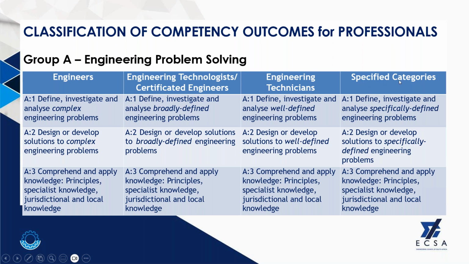And then lastly, specified categories: define, investigate, and analyze specifically defined engineering problems. So this is just for those specialized fields that were flagged earlier on when I was talking about categories. So I've covered group outcome A, where we are actually solving an engineering problem.